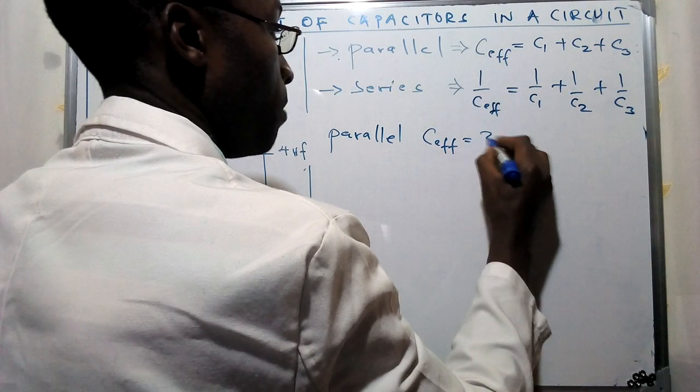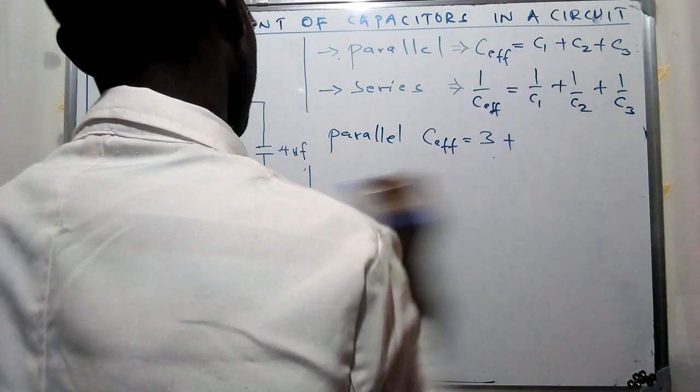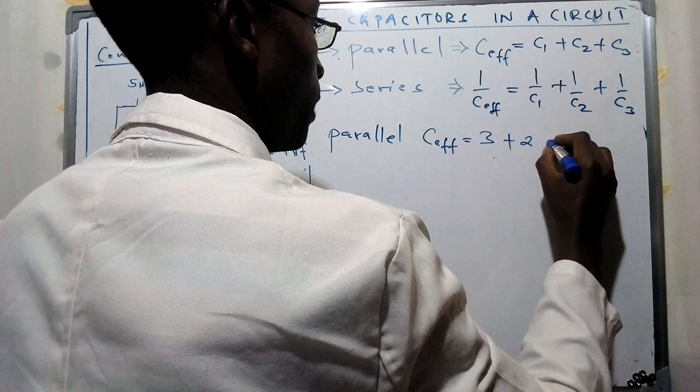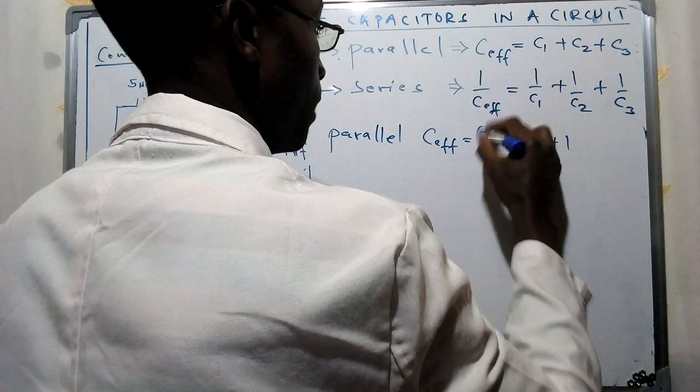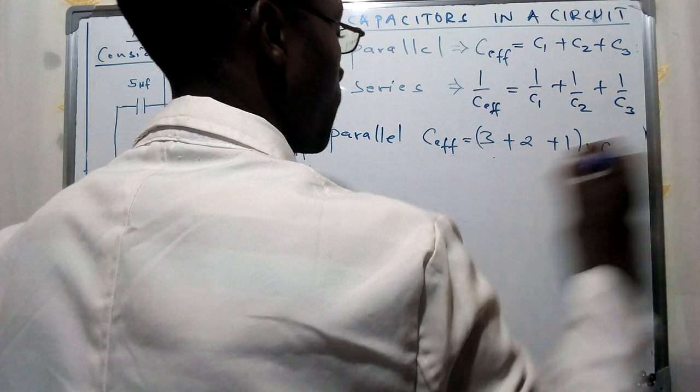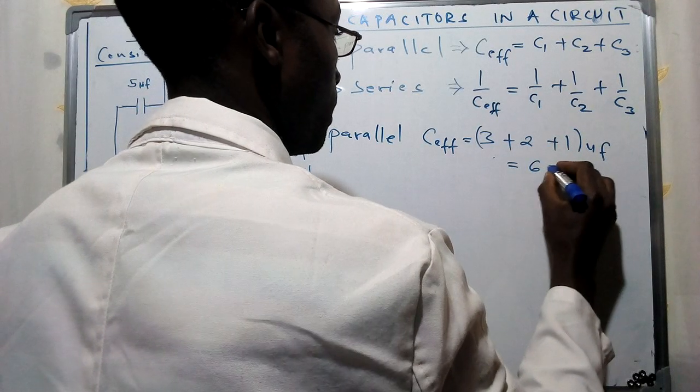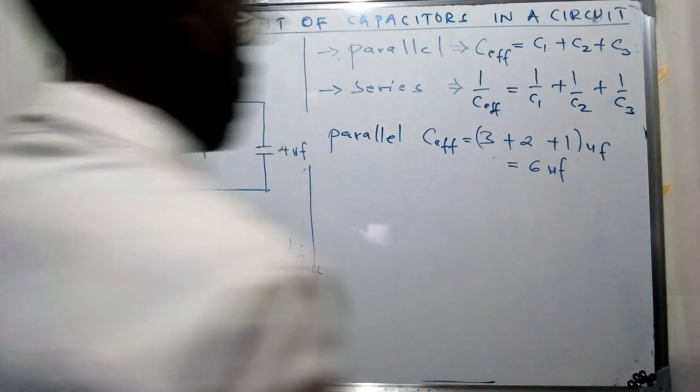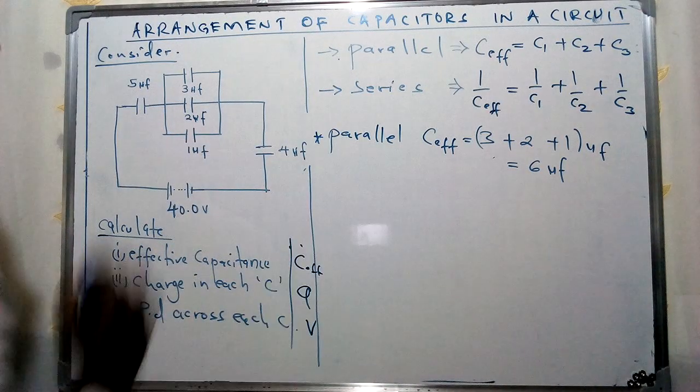So it's going to be 3 microfarads plus the second one, 2 microfarads plus 1 microfarad given in this specific case. So this is going to give us a total of 6 microfarads for the arrangement in parallel in this case.